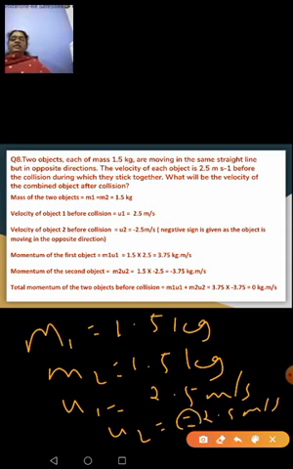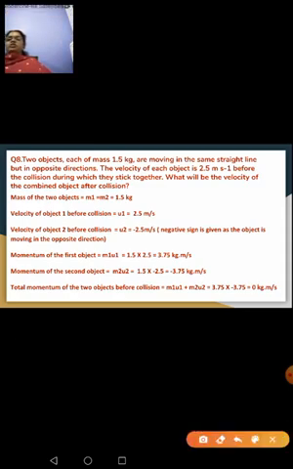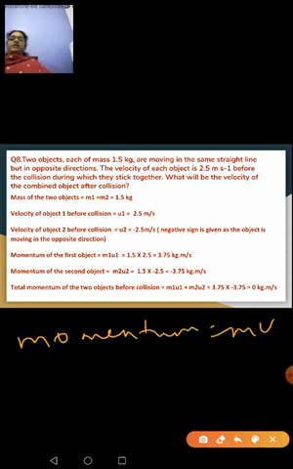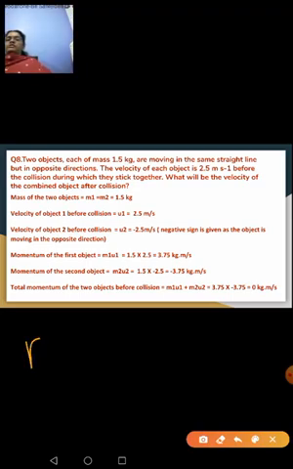Now let's calculate the momentum of the first object. So the momentum formula will be mv, right? Mass into velocity. So the momentum of the first object, that is p of object 1. P stands for momentum, no? Is equal to m1 u1.